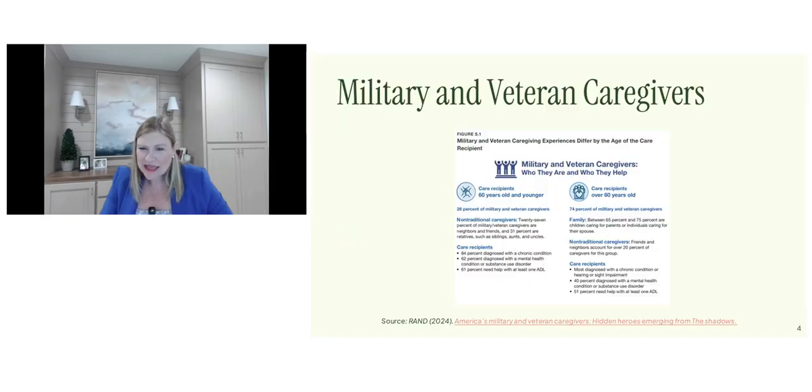But I think sometimes it's helpful to just understand the military and veteran caregiving population, older adults that might qualify for these benefits. So we're going to go through some of the numbers.